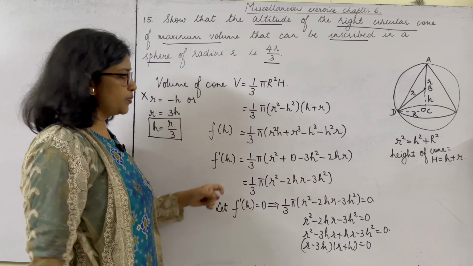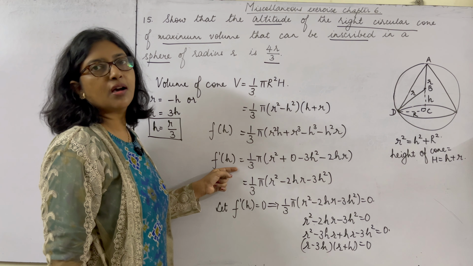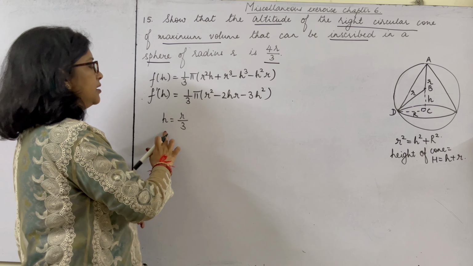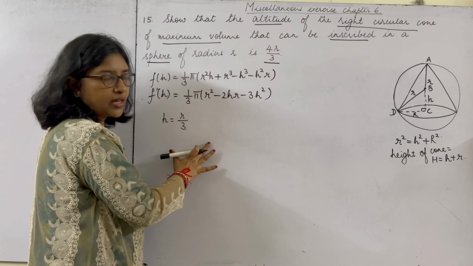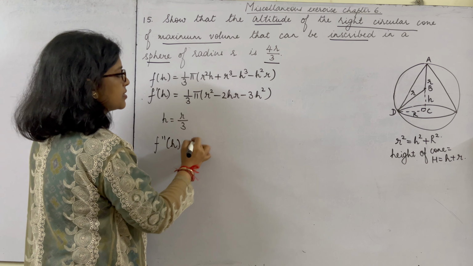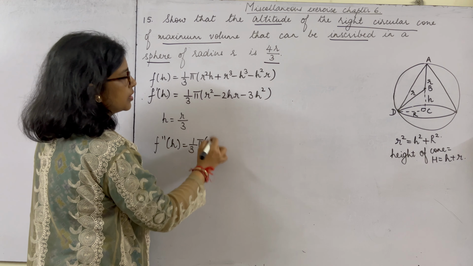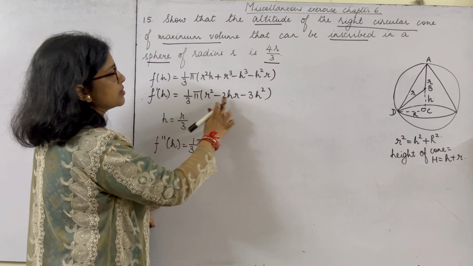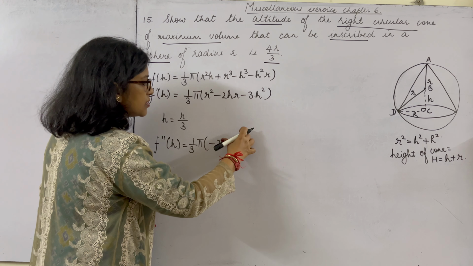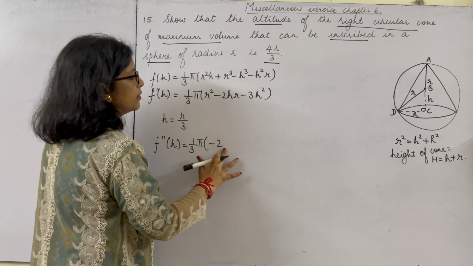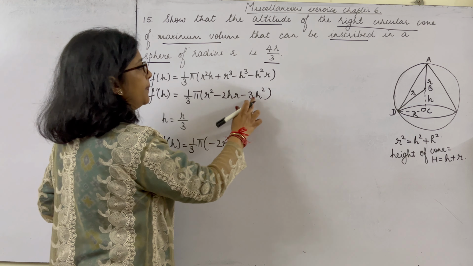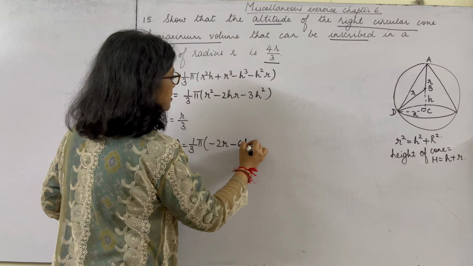Now to find maximum minimum, we differentiate this again. Let's do it. So we have our f of h, f dash h, and h is equal to r by 3. This much we have calculated by now. Now let's find f double dash h to look for maximum minimum. So again, because r is constant, this is 0, minus 2h. Okay, it is minus 2r because derivative of h is 1, and this will become minus 6h.